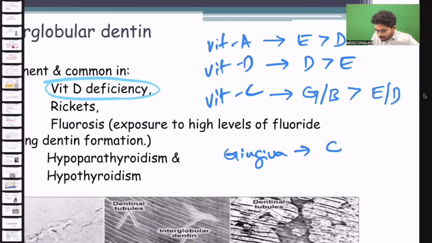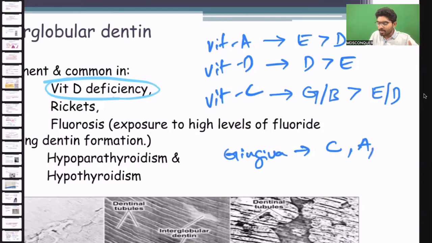Gingiva, yes, vitamin C. Among A and D, both A and D are there. Which is the second one? Yes, A. Why A? A is useful for epithelialization. We remember, right? Wound healing, A is required. What is the purpose of A in wound healing? Yes, right, epithelialization. Gingiva also requires epithelialization.